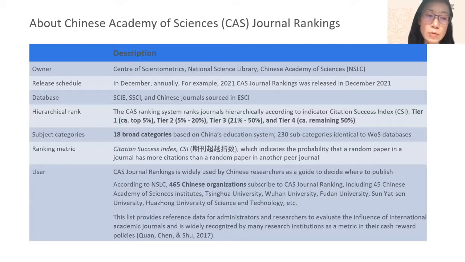Talking about the users, it is the first choice among all Chinese researchers. Across the country, around 465 Chinese organizations have subscribed to this journal ranking database, including the institutes of CAS itself, and also the most leading universities in China.